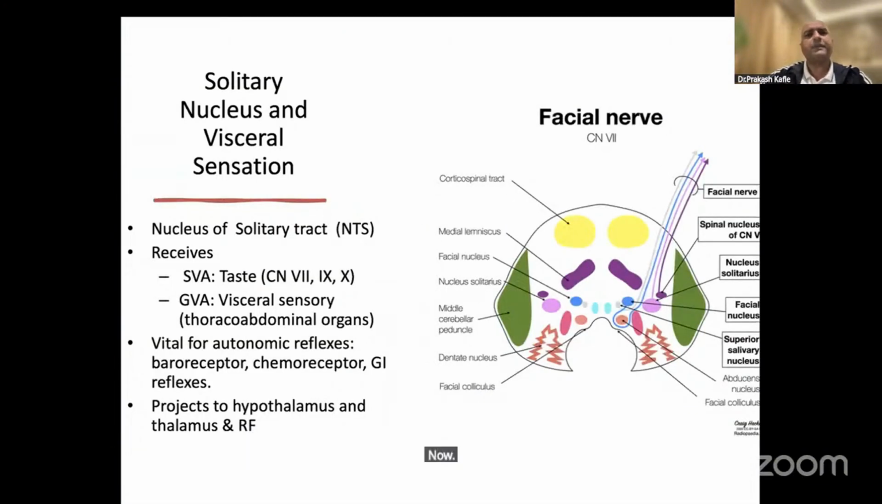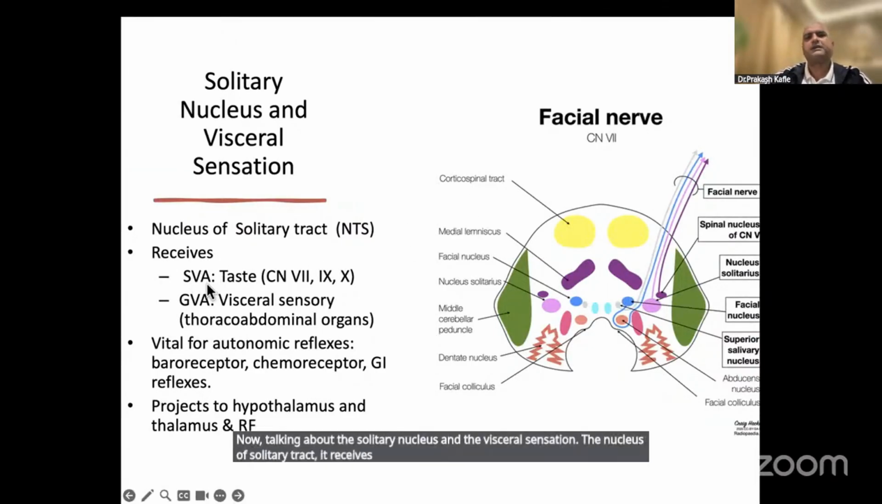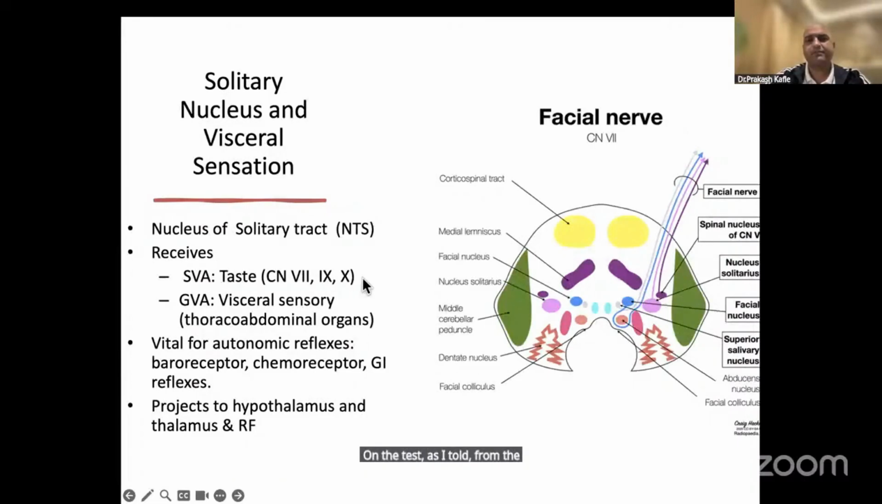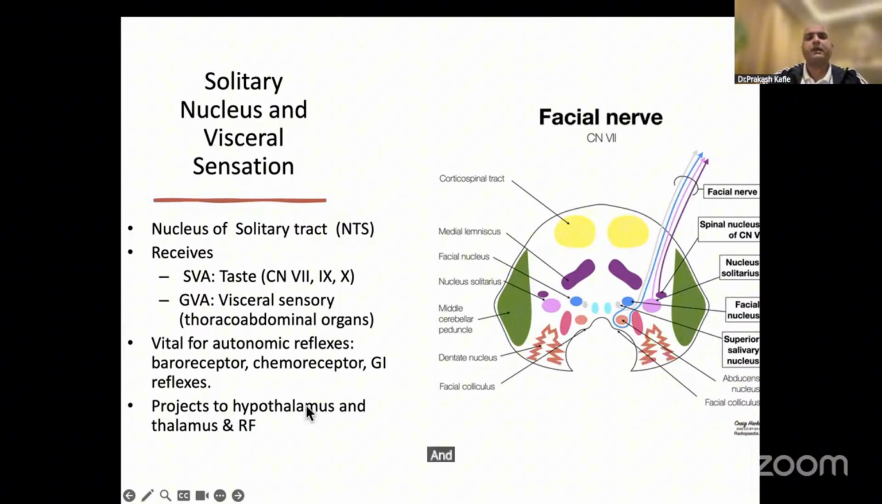Now talking about the solitary nucleus and the visceral sensation. The nucleus of the solitary tract receives the special visceral afferent for taste, as I told, from cranial nerves 7, 9, and 10 from the tongue, and the GI, that is the visceral sensation from the thoracoabdominal organs. So they are vital for autonomic reflexes: the baroreceptor reflex, chemoreceptor reflex, and GI reflexes. And they again project to the hypothalamus, thalamus, and the reticular formation area.